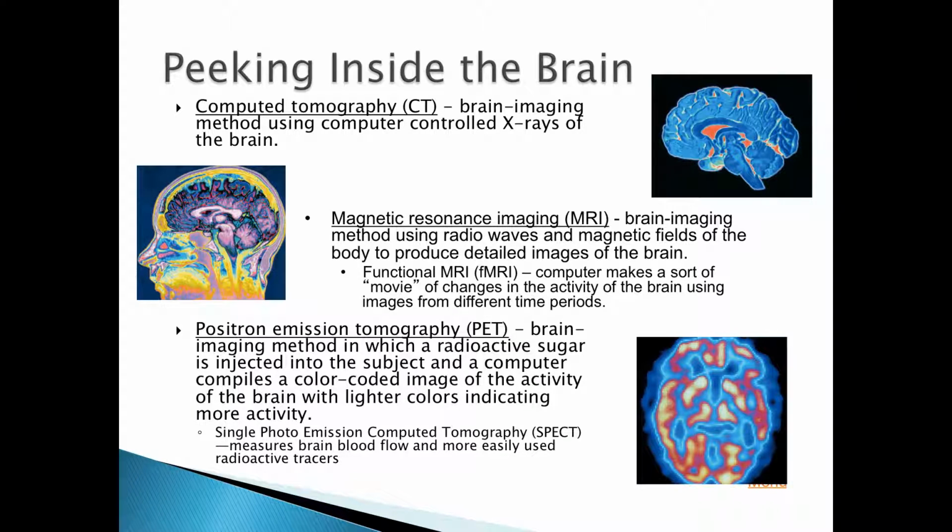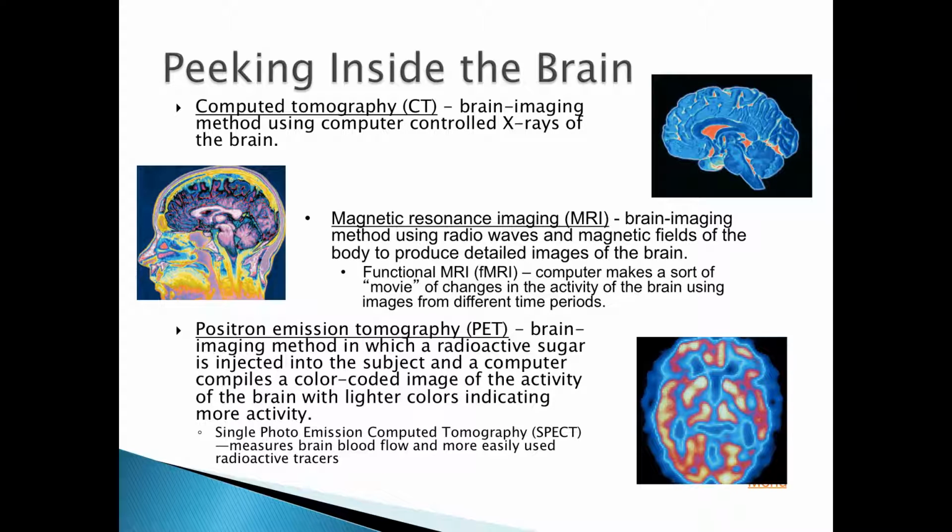PET scan, positron emission tomography, brain imaging method, they're going to use radioactive sugar. Right? So radioactive sugar is injected into the person, and a computer is going to give you this sort of color-coded image of the brain. Lighter colors indicate more activity. So again, if you were to use this, somebody would perform a particular task, and you would look to see what part of the brain is becoming activated while someone is engaged in this particular task.